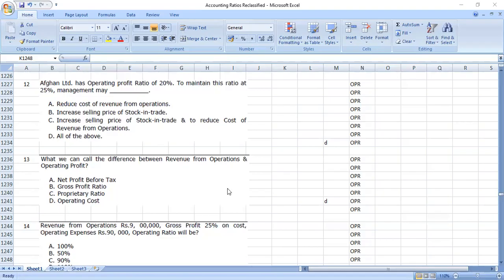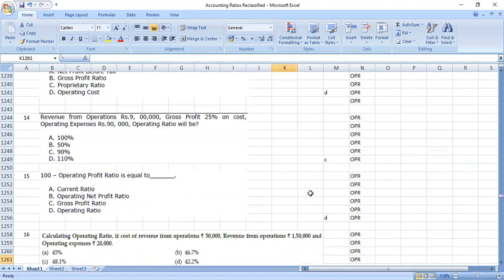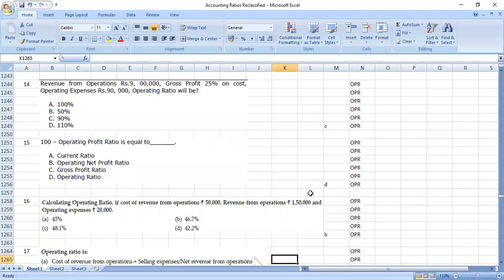14th one. Revenue from operations is 9 lakh. Gross profit 25% on cost. Operating expenses 90,000. Operating ratio will be. Okay, good. So here they've not given you the operating cost. They've only given you operating expenses. But you don't need that also. You need to find the gross profit and reduce operating expenses from that to find out the operating profit. Operating profit divided by revenue from operation will be your operating.